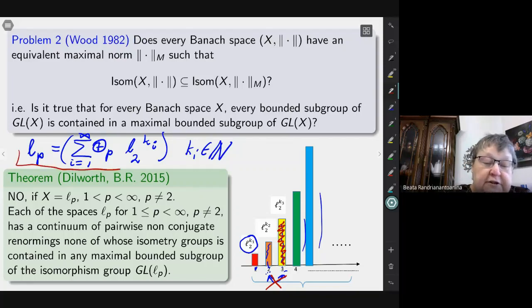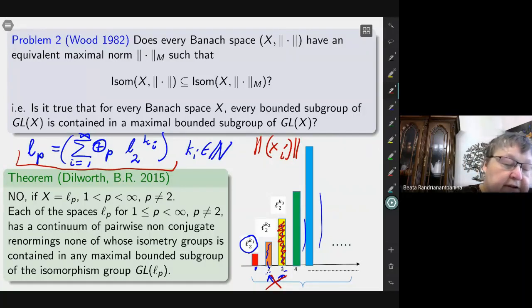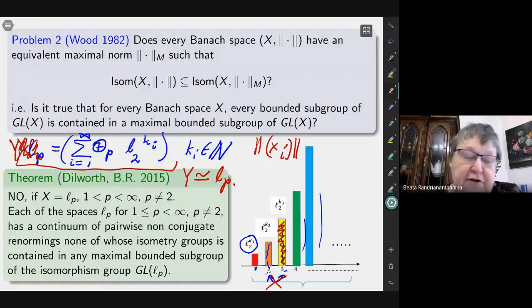What is the norm in this space? The norm of such an element x_i in this space, I said lp, I should have said X. Well, Y. This is my new renorming. Y is isomorphic to lp. That's what I meant. So when I said here this equal, I meant it in an isomorphic sense, not isometric. This Y is isomorphic to the original lp.